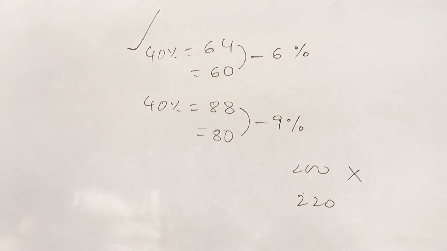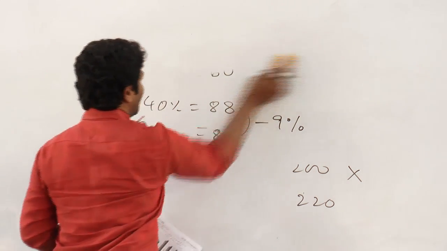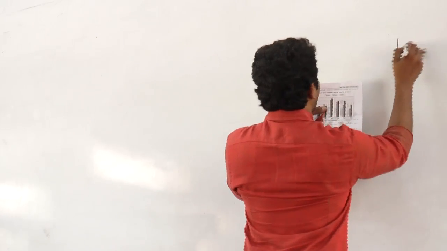Next. What is your answer? 2007 or 2008? 2008. 7 cannot be your answer. Next, 37. What is the percentage increase in the income of Y from 2008 to 2010? Y from 8 to 10. Y in 2008, 180.